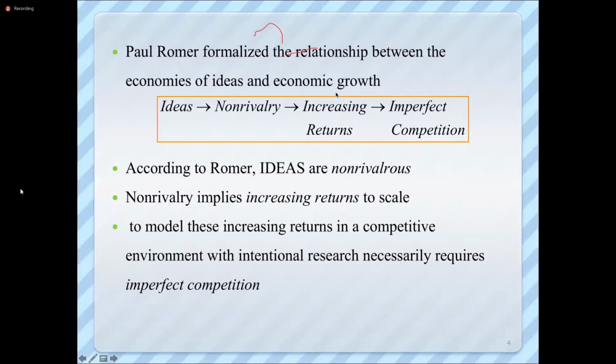Non-rivalry leads to increasing returns. Why increasing returns? Because production now does not only depend on capital and labor. We have this extra element called technology, which comes from someone's idea, right? So there's increasing returns, and to ensure that this is possible, you need an industry that is not perfectly competitive. So imperfect competition is important.